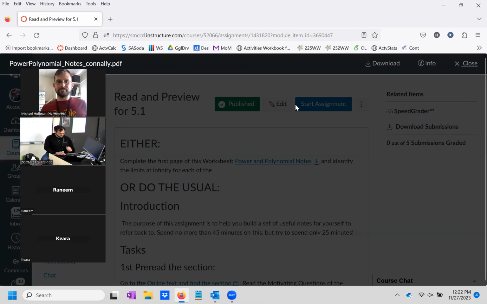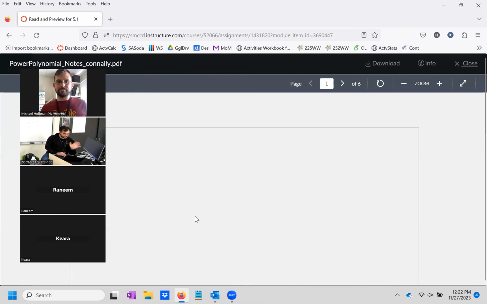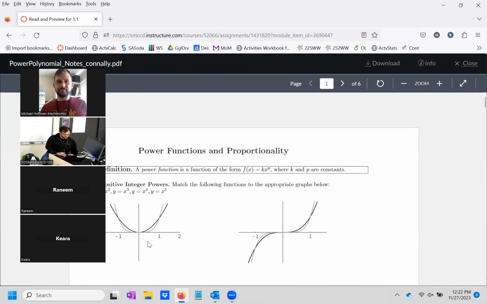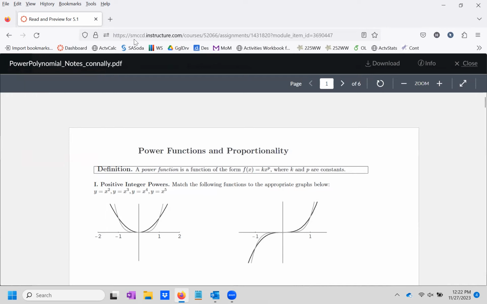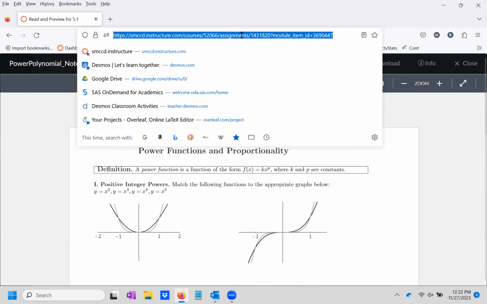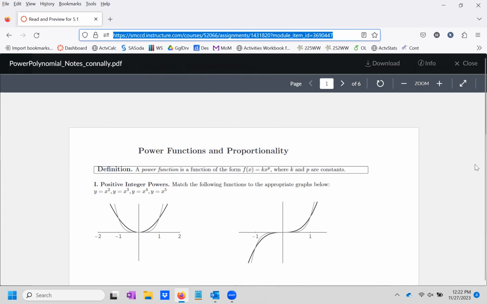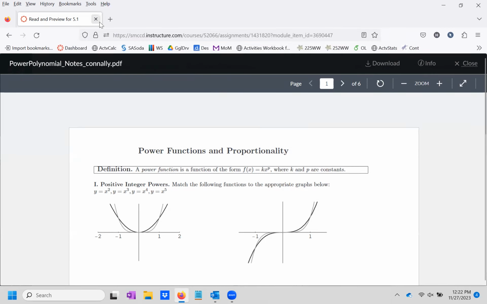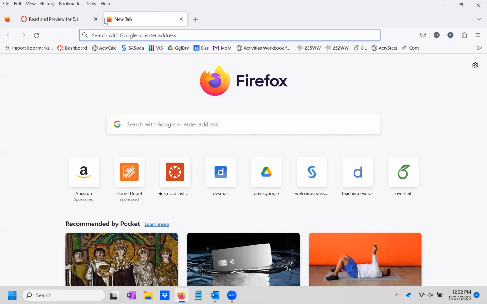So I put this power and polynomial notes, which is a thing that I like. The thing that I like about this is that it provides more of the pictures for you. Our textbook asks you to generate a lot of the images, which is good, but I feel like for time, it's better to just do my handout, okay? Just do my handout.